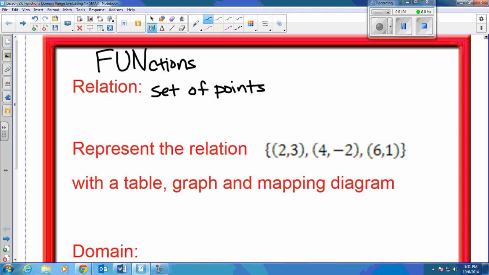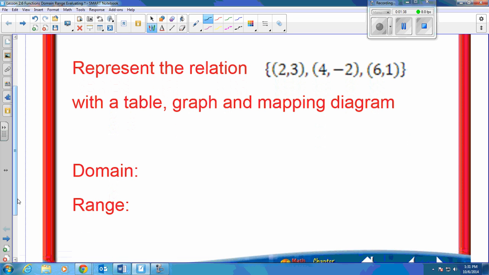So I've given you that here. I've given you 3 ordered pairs, the points (2, 3), (4, -2), and (6, 1). What do we list first in an ordered pair? X or Y? X. So these are always X, comma, Y.